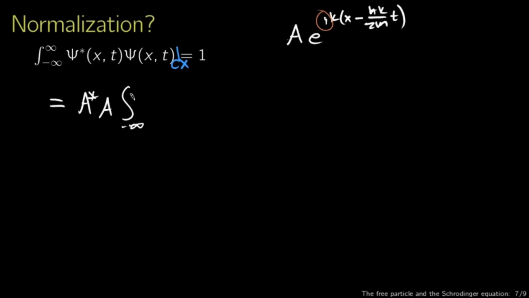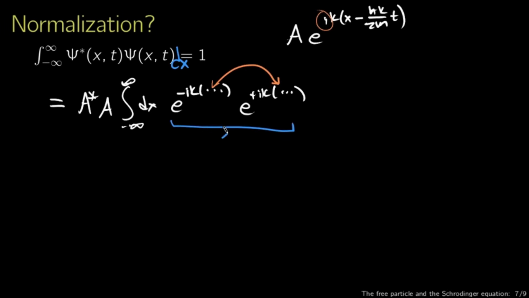We have the integral from minus infinity to infinity, dx, of the complex conjugate of psi, where we flip the sign here, and we've got e to the minus i k times something, which I'm too lazy to write. For psi, we get e to the plus i k times something that I'm too lazy to write, and it's the same something. These two terms, the arguments here, are the same, which means here I have a complex number times its complex conjugate.